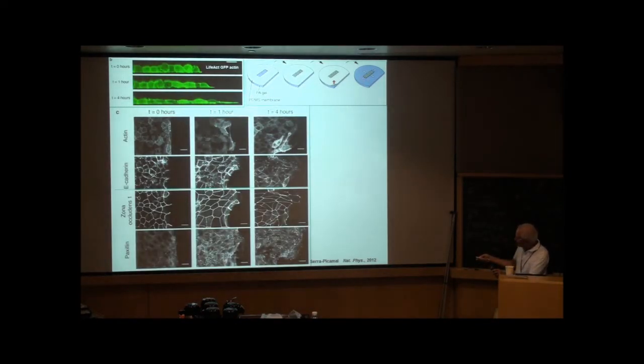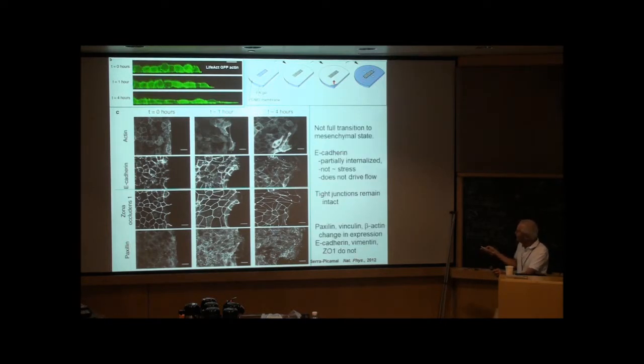This is tight junction proteins. They don't change. This is paxillin, so that's a component of focal adhesion complexes at the cell base. They go up. Okay, so it looks like it's a transition from an epithelial state towards a mesenchymal state, but it's not complete because E-cadherin gets partially internalized. It's not increasing with increasing stress, it's going down.